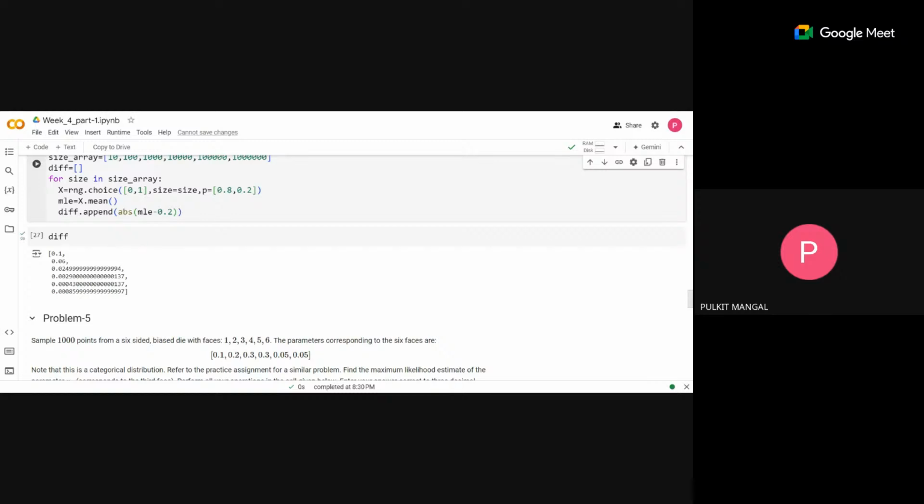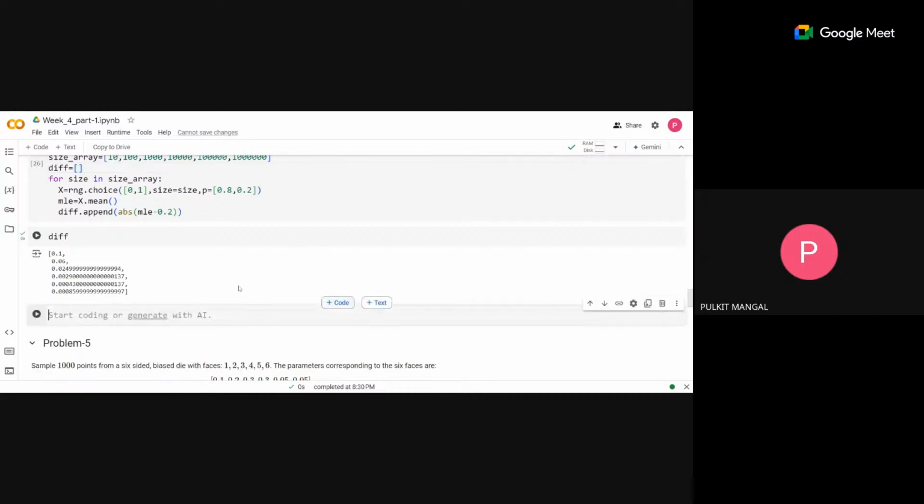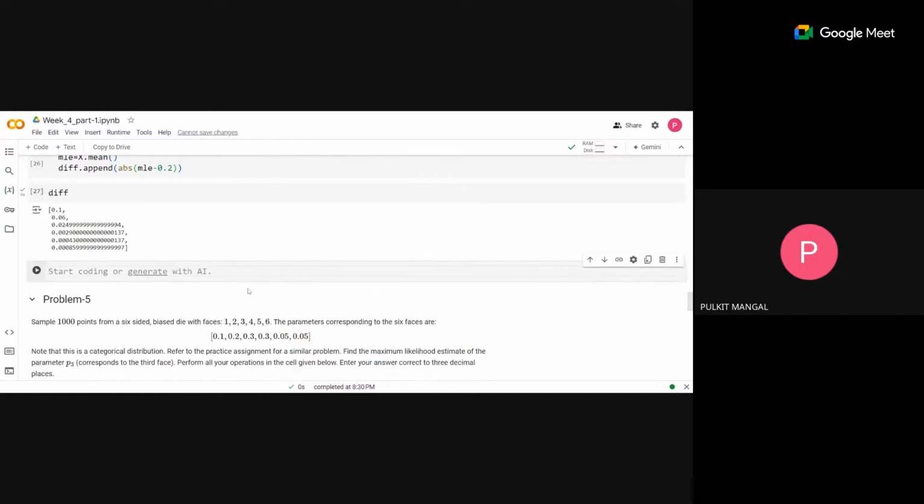Now the next thing that we have to do is plot. So let's try plotting that and verify that. To plot that, we will use plt.plot.